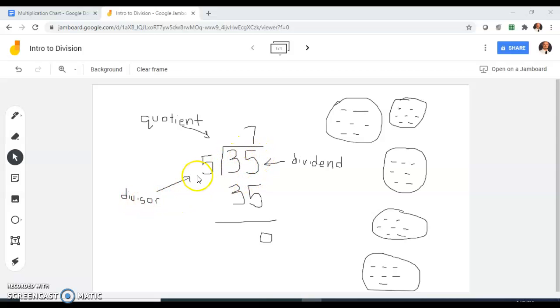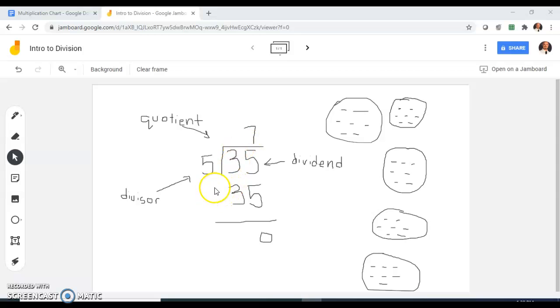The divisor is how many equal groups that you need to take the 35 and put them into. And so you need to take 35, you need to divide them into 5 equal groups. Okay, so that's called the divisor. This is called the dividend. As soon as you find your answer, the answer would be how many go in each group, and that would be called the quotient. Okay, so we have the dividend, the total amount, the divisor, how many groups it goes into, and the quotient is how many goes into each of those groups.